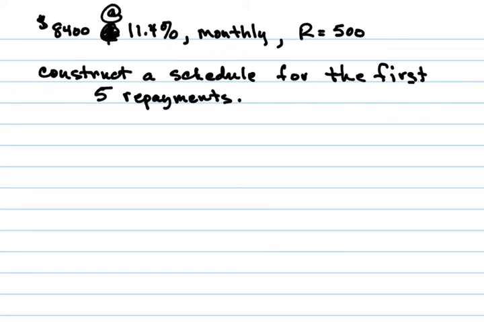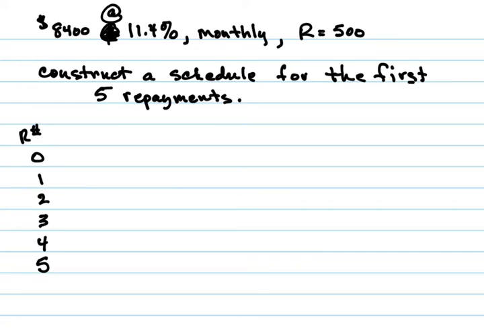So here's our scenario. $8,400 at 11.4% compounded monthly with a repayment of $500 a month. And we're going to construct a schedule for the first 5 repayments. So the first thing we know is we have our payment number. Now, I'm abbreviating here because I'll run out of room if I don't. When I initially take out the loan, how many payments have I made? None, right? So you're always going to start with 0. And we want to do this for the first 5 payments. So that's 1, 2, 3, 4, and 5.